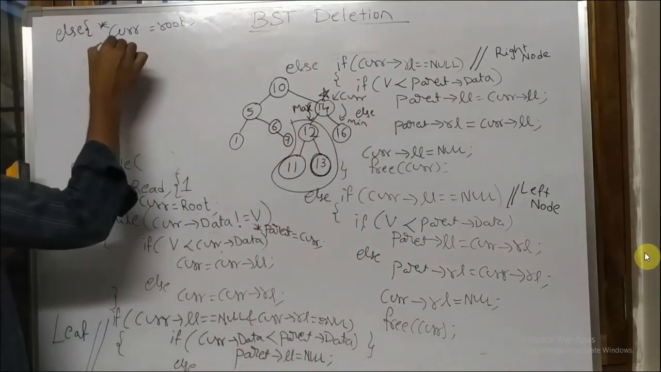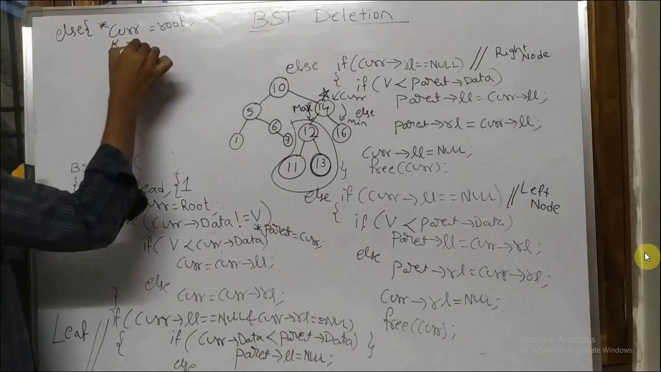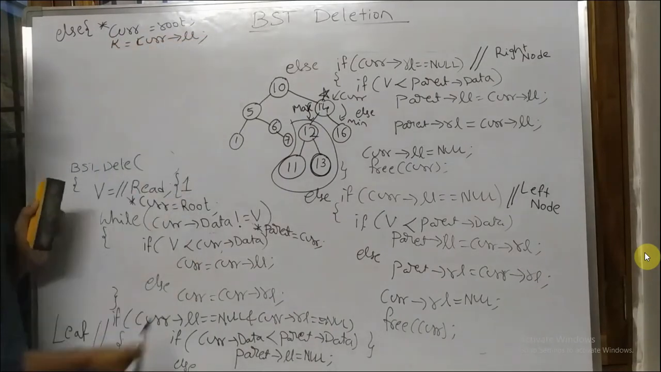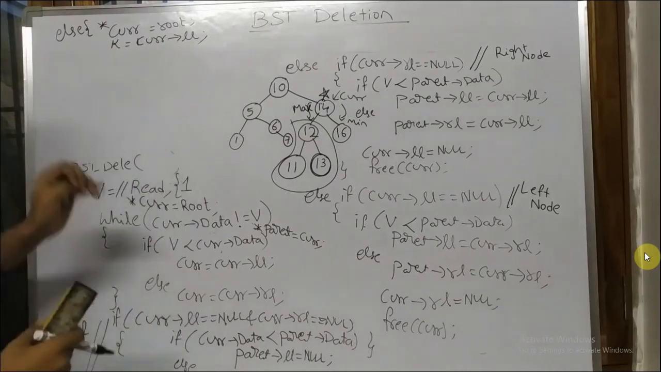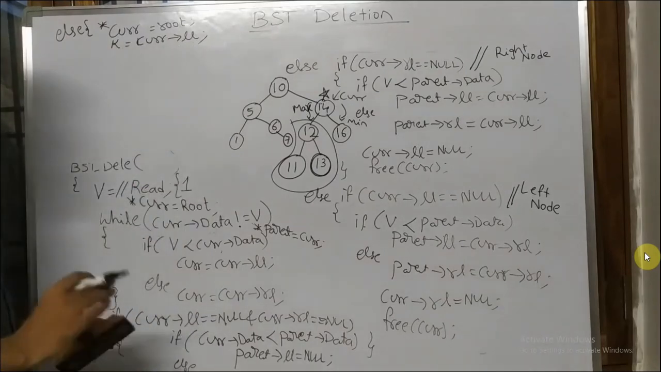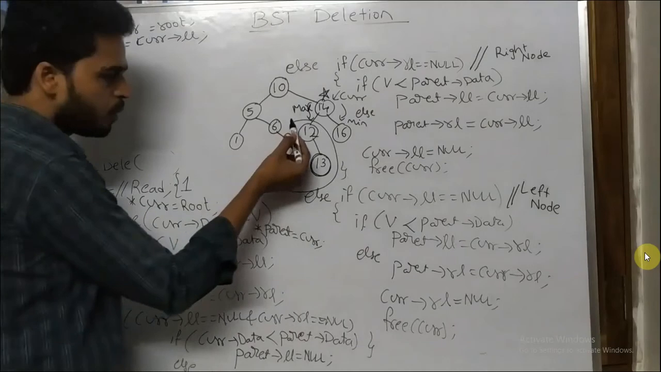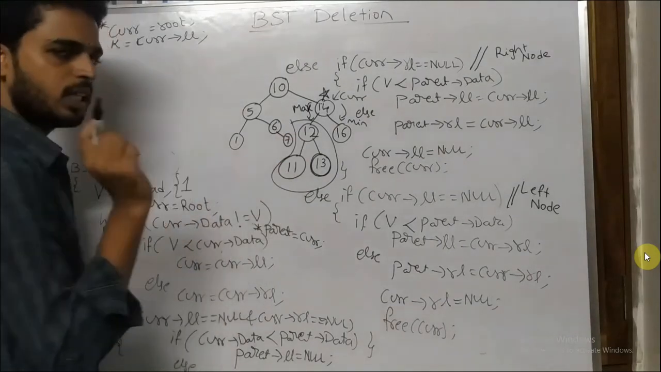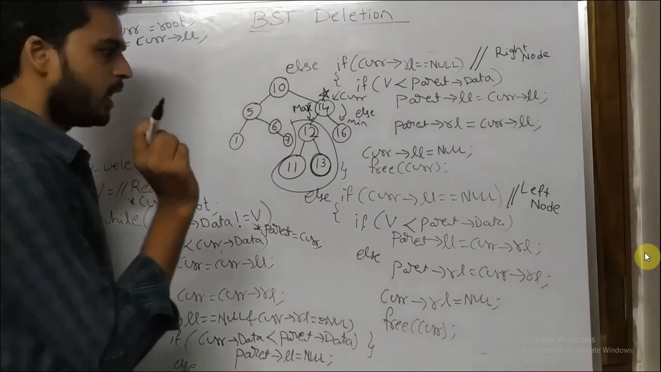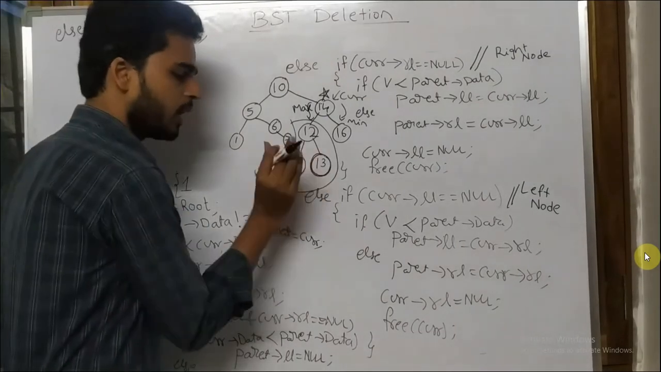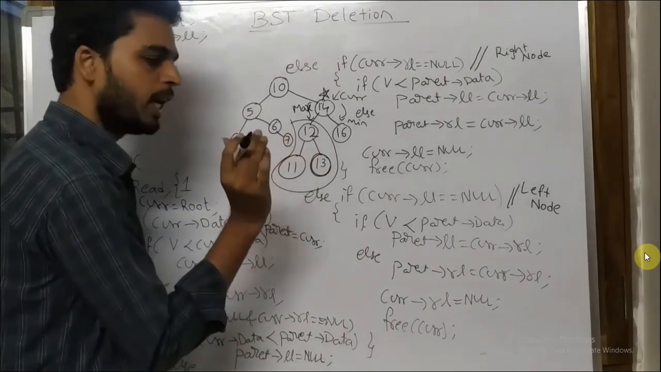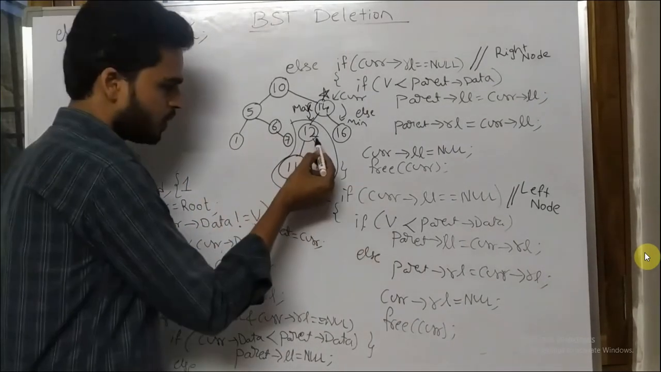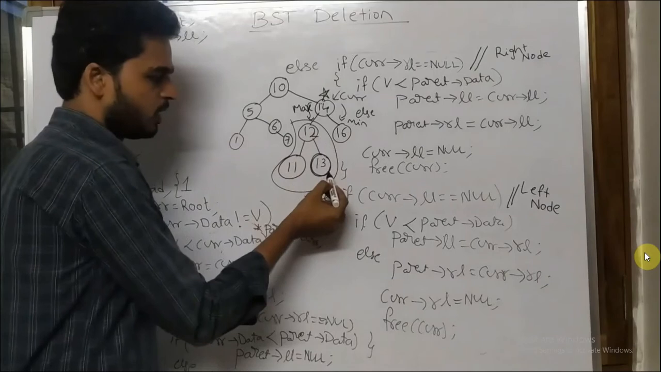So I will take some temporary pointer k equal to current tends to left link. So I have moved to the left side. Once I move to the left side, what do I need to do? I need to find out the maximum value. Just think logically. In the left subtree, the maximum value will be placed at the right side location.